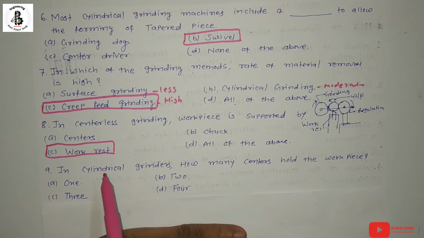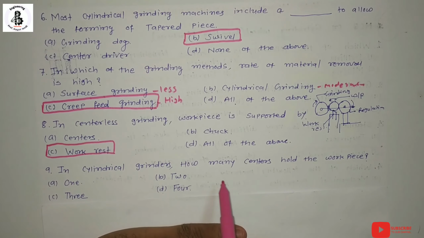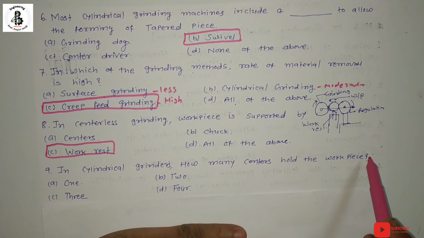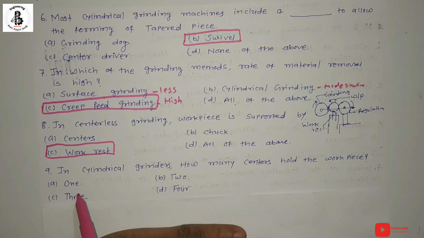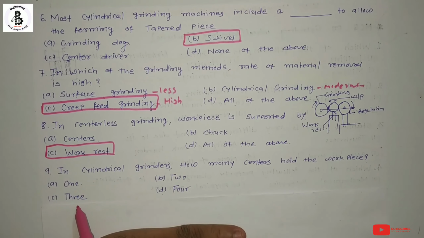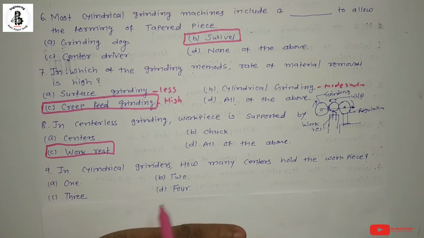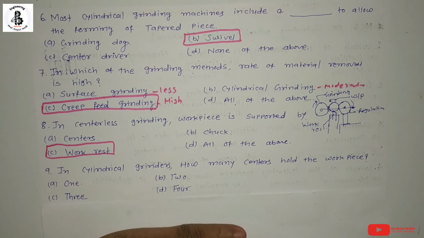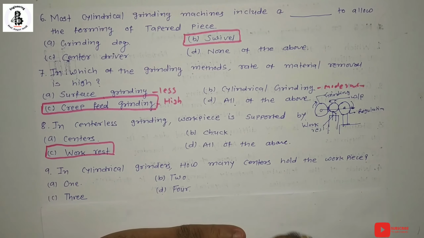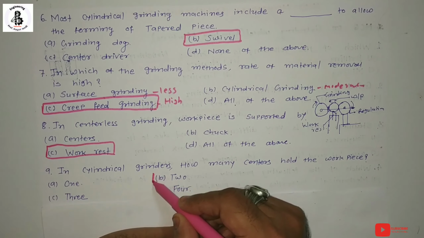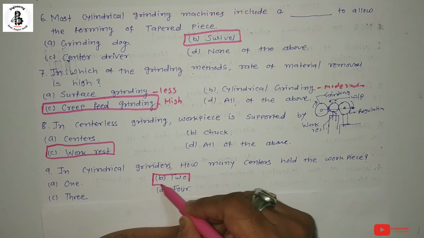In cylindrical grinders, how many centers hold the workpiece? Option A 1, option B 2, option C 3, and option D 4. If you want to learn in detail the construction and working of cylindrical grinders, the link is given in my description box. Basically two centers hold the workpiece. So the right answer is B, 2.